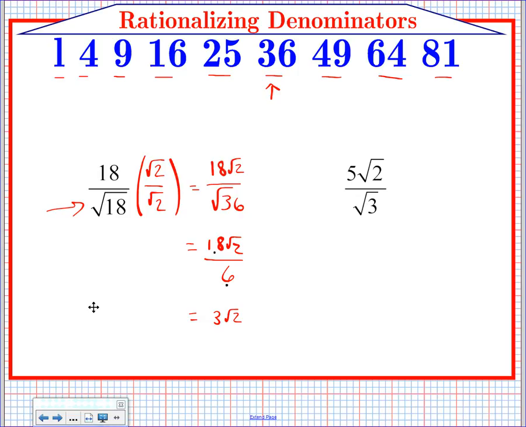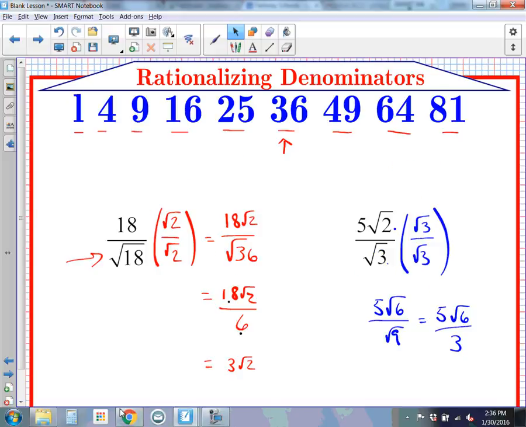Sometimes you'll have both a radical in the numerator and the denominator. It's still the denominator we focus on. So if I take the square root of 3 and I multiply it by the square root of 3, I'll get the square root of 9. I have to do the same thing on top as well. So I would get 5 square roots of 6 over the square root of 9, or 5 square roots of 6 over 3. That can't be simplified any further, so that's my final answer, 5 square roots of 6 over 3.